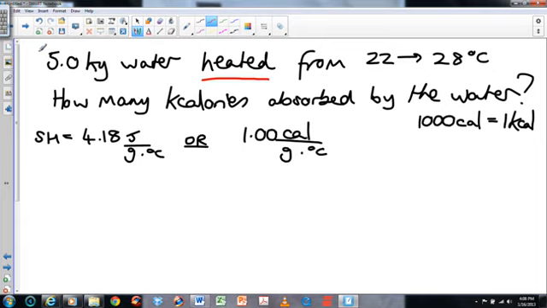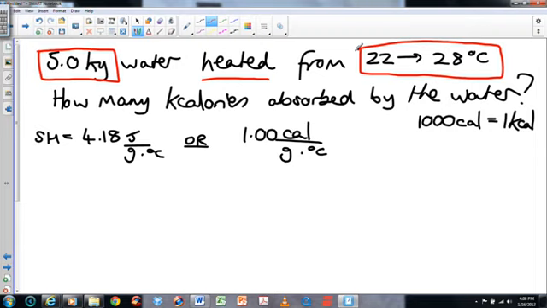We have 5 kilograms of water, so we have a mass of the water. Obviously kilograms isn't grams, but we can convert that. We have a temperature, initial and final temperature. It's heated from 22 to 28 degrees, so that's the final temperature. That's the initial, so you can see what the temperature difference is. And then we need the specific heat of water. Well, it's got two values here: 4.18 joules per gram per degree C, or 1.00 calories per gram per degree C.